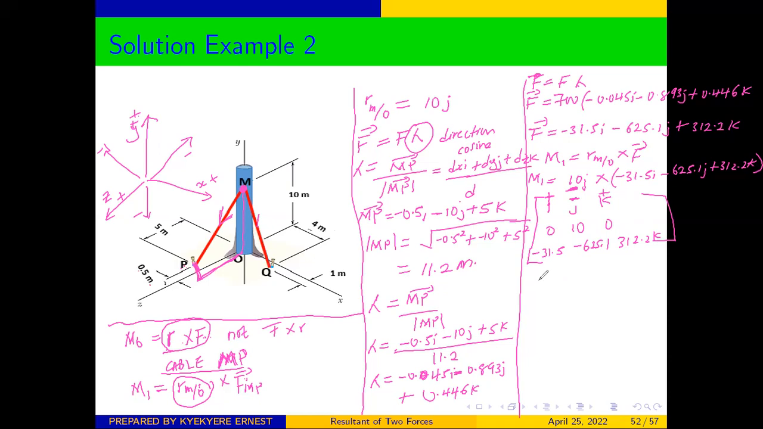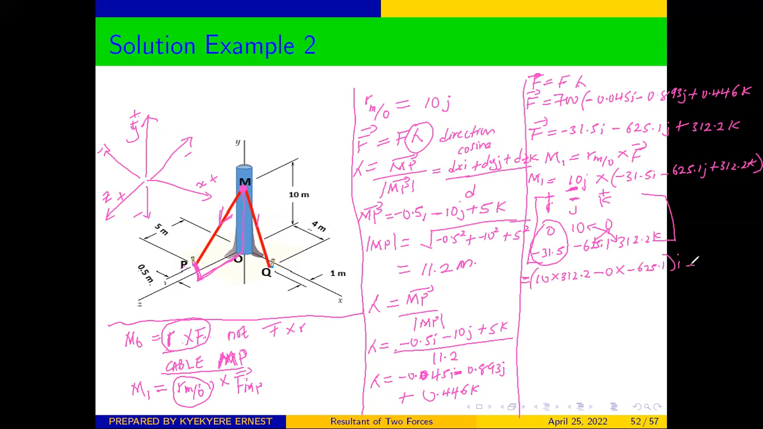So from here, we said that if you want to get the I component, you take away all this, and you'll be left with a 2 by 2 matrix. So this times that, and then this times that. So for the I component, we are going to get n times 312.2 minus 0 times negative 625.1, and this will be our I component.